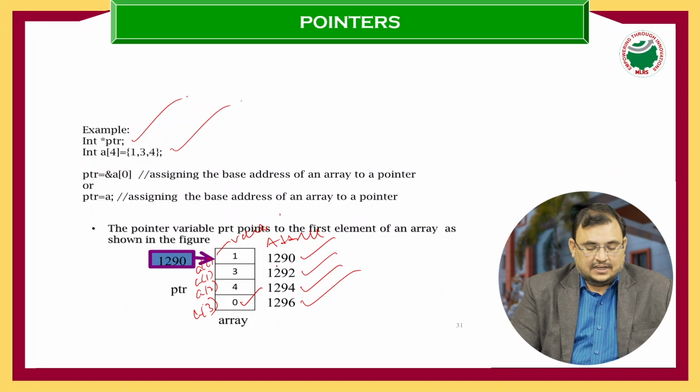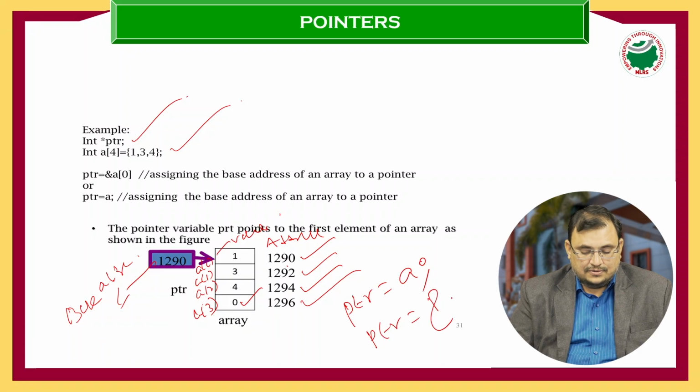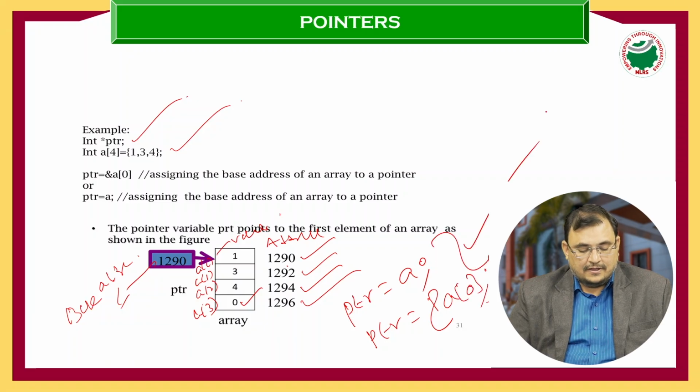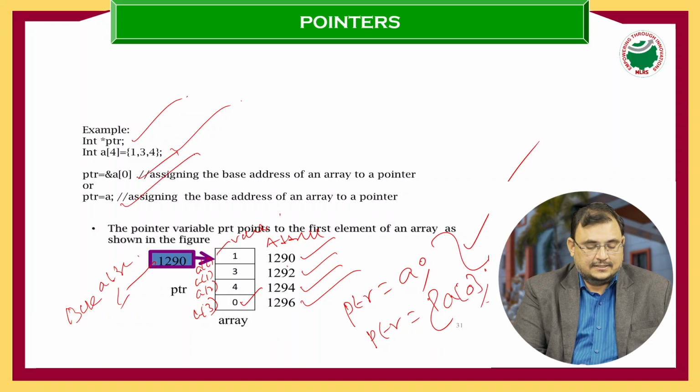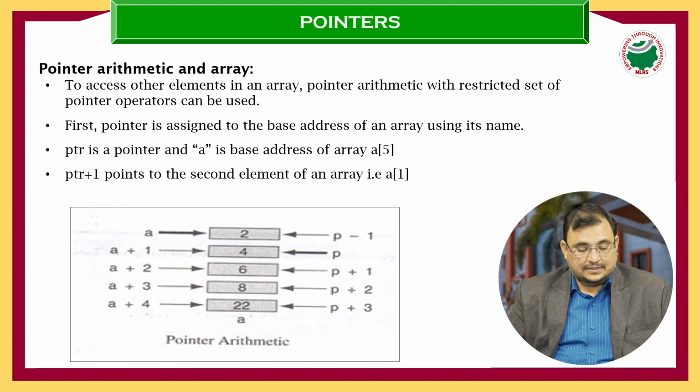So what is the starting address? 1290. 1290 is the base address, and the name of the array stores the base address. You can assign this using ptr is equal to a, or you can also assign ptr is equal to ampersand a of 0. Both of these statements are valid. You can assign like this or like this. So this is arrays and pointers.